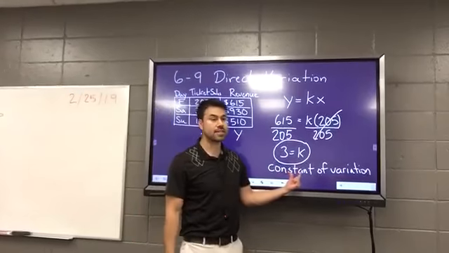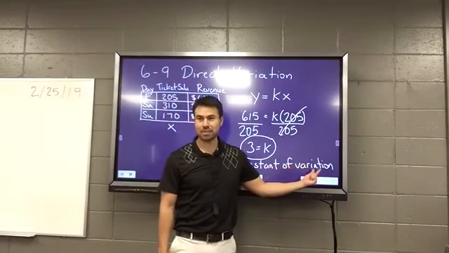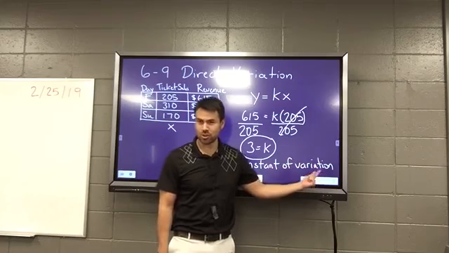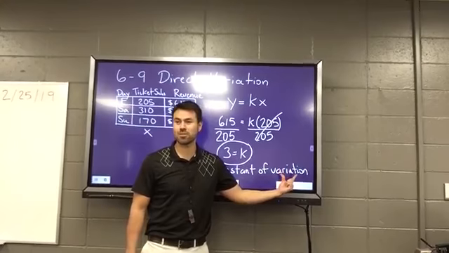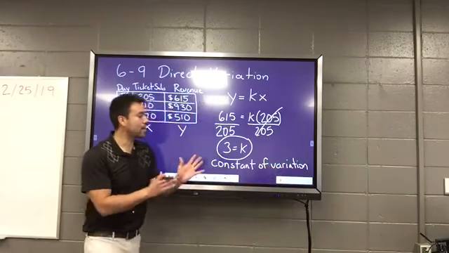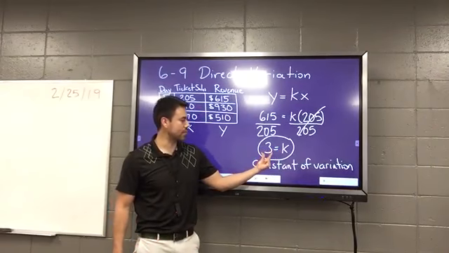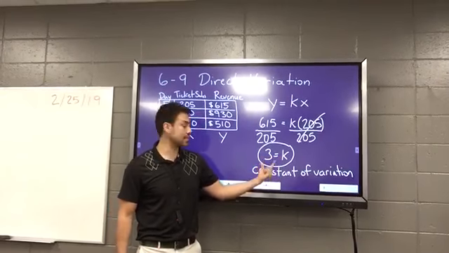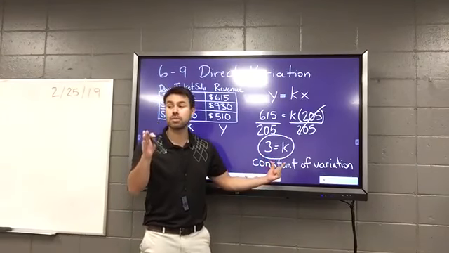Okay, constant means it doesn't change, right? Variation means it does change. So it's a non-changing, changing thing. Does that sound weird to some of you? Yes, it should sound weird, because it's like, wait, how does that work? Okay, what it means is this. This K value, which in our case is 3, is a constant. That means it is a number that doesn't change. But what does that change represent?